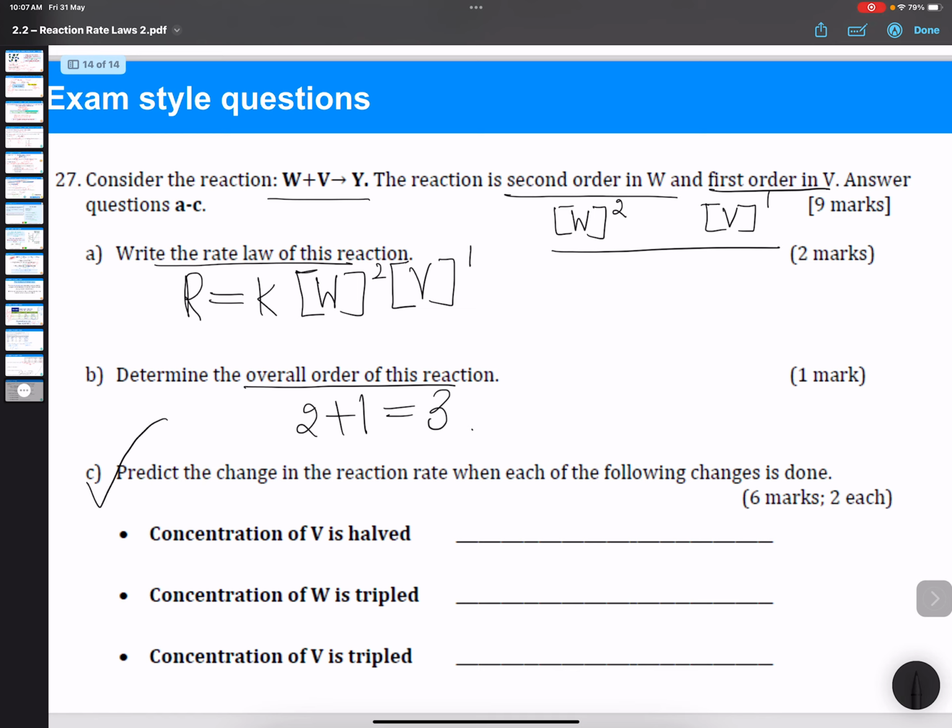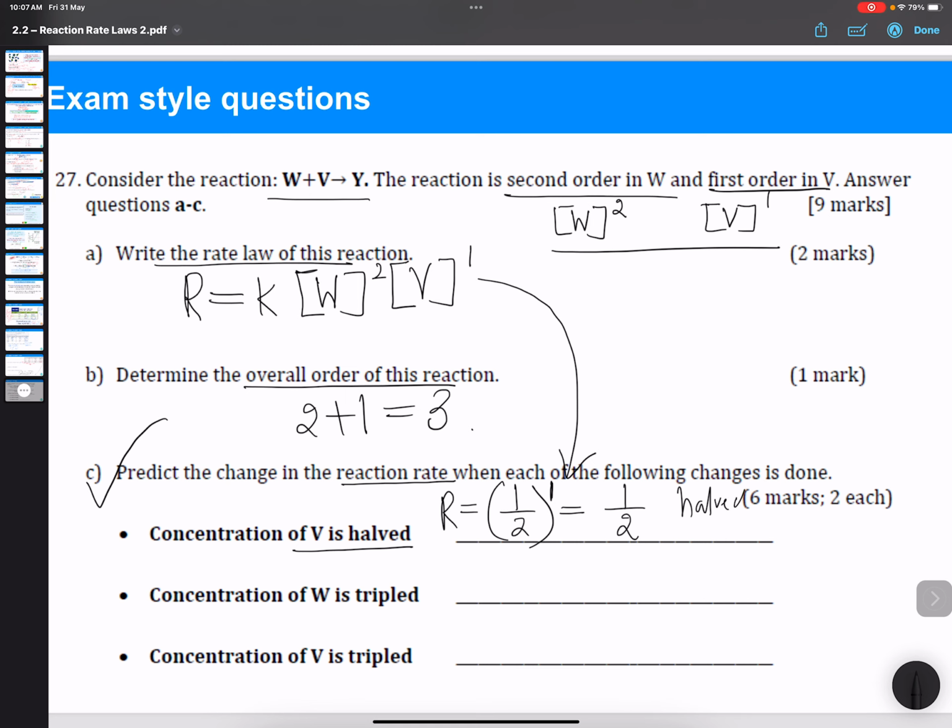This is an interesting question. Predict the change in reaction rate when the following changes are done. So here you go. When the concentration of V is halved. This is my formula. So they are making the concentration of V half. It's raised power 1, correct? So what will be the rate? It will also be halved.